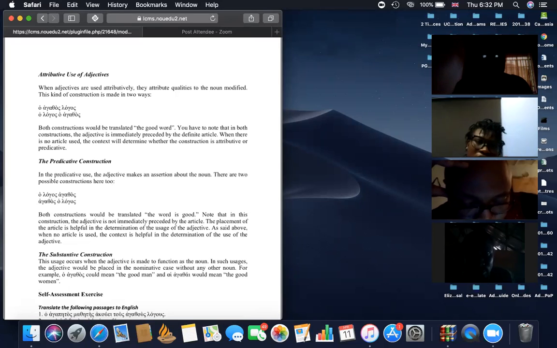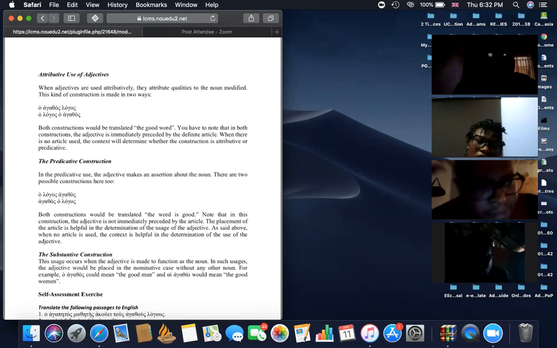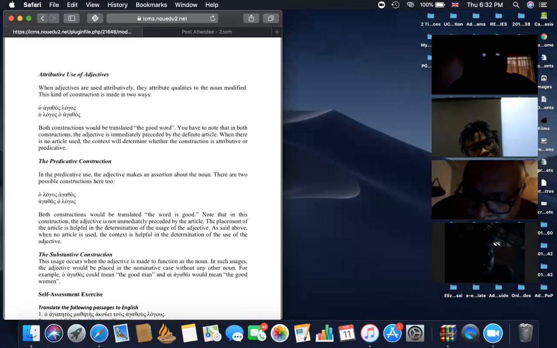Ho agathos logos, or ho logos ho agathos. These two constructions mean the same thing, the good word. In other words, the adjective is giving us the quality of the word, the good word. Now, for the construction to be attributive, the adjective must carry the definite article. If you look at the first example, it is the adjective that carries the definite article. If you look at the second example, both the noun and the adjective carry the definite article. You understand what I'm saying?